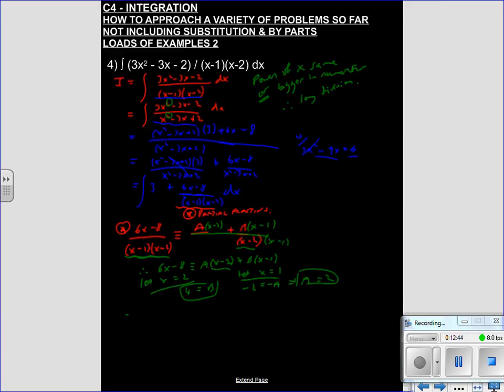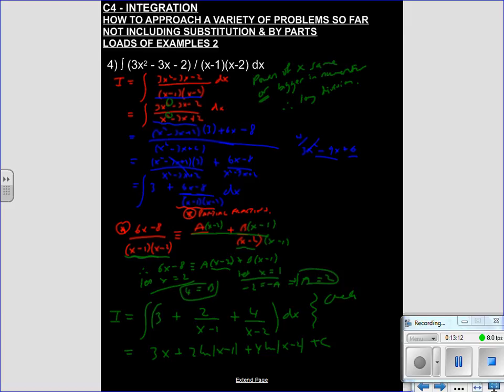And let's write out our integral then. So 3 stays, plus the A, which was 2 over x minus 1, and our B, which is 4 over x minus 2. And then we've got our dx on the side. And now we can integrate this no problem. 3 goes to 3x, plus 2 ln mod x minus 1, plus 4 ln x minus 2, plus c. But I shouldn't have done that at all, because I hadn't checked.